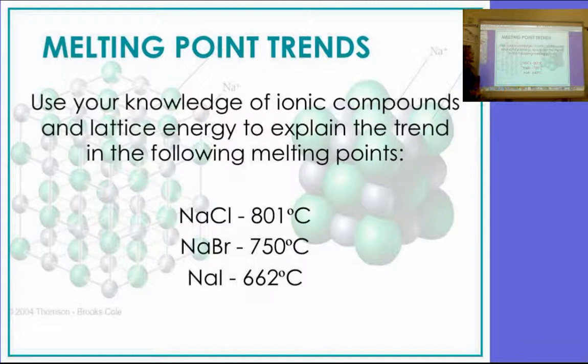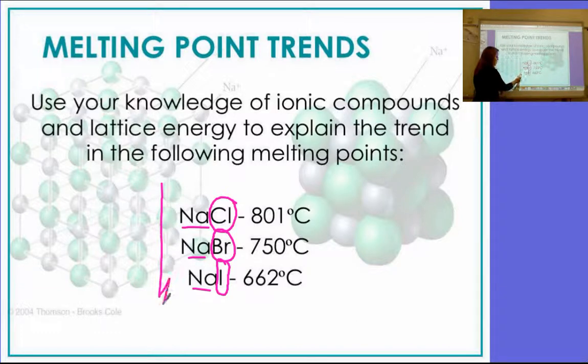Melting point trends. Using your knowledge of ionic compounds and lattice energy, explain the trend for the following melting points. These are all sodium. What's changing? They're all halogens: chlorine, bromine, and iodine. As you go down the periodic table, what's happening with my melting point? 800, 750, 622. As you go down the periodic table, the melting points are decreasing.